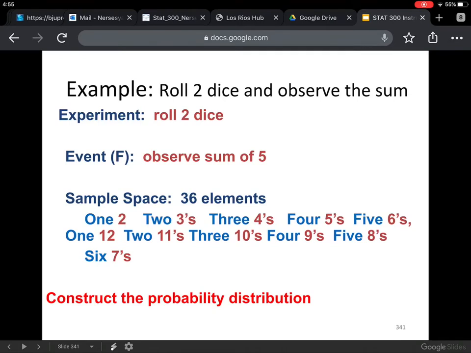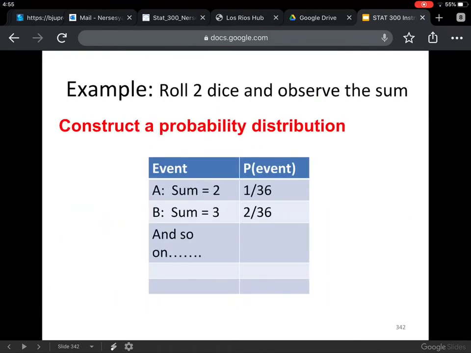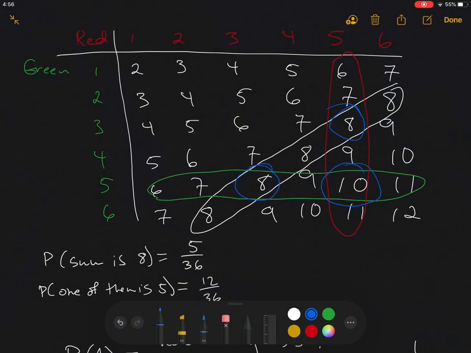So here's another example. Roll a pair of dice and observe the sum. We have a sample space of 36 elements, right? If we roll 2 dice, we have 1 two, 2 threes, 3 fours, and so forth. And so if we're going to construct the probability distribution, it would look something like this. If you get a sum of 2, how many 2's do we have? Well, we have 1 out of the 36. If we have a sum of 3, well, you can get that 2 different ways. Let me show you that picture one more time, right?